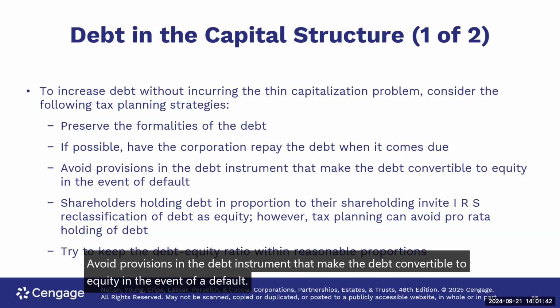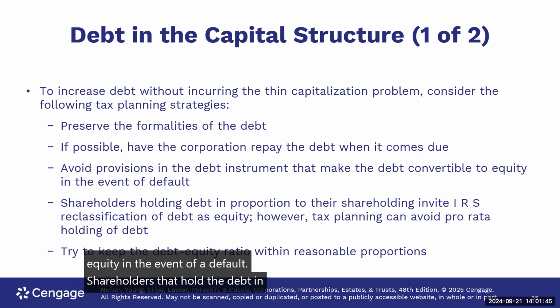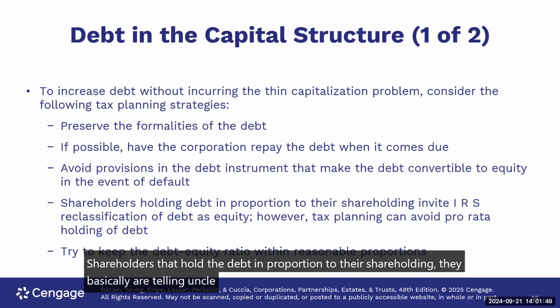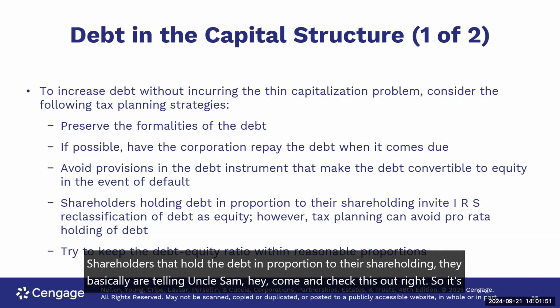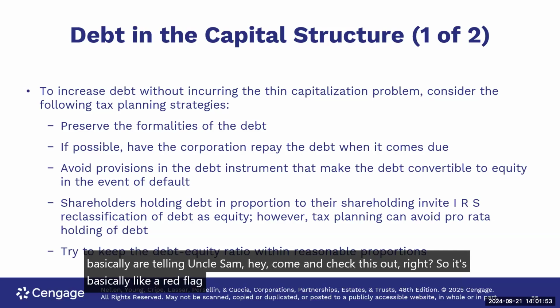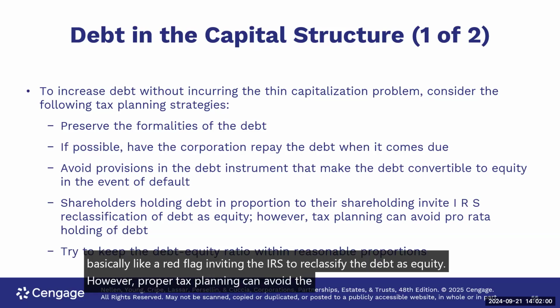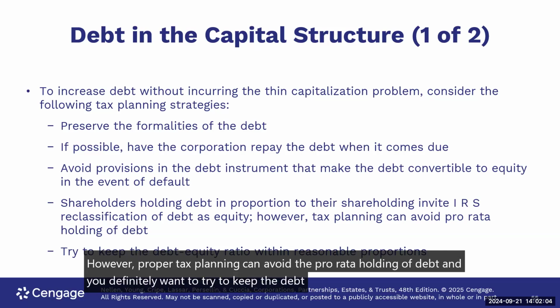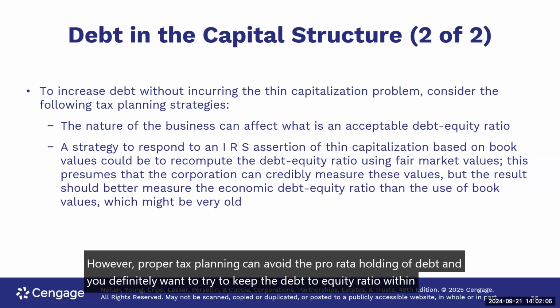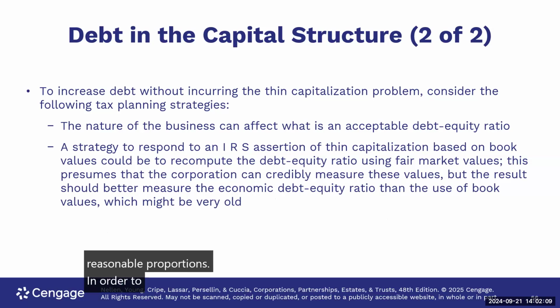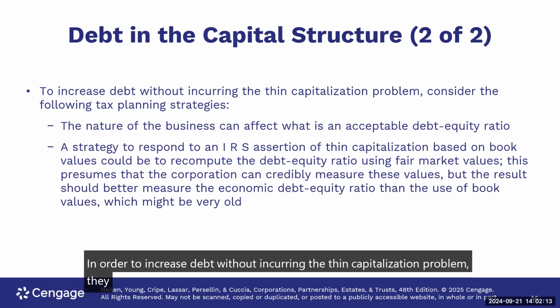Shareholders that hold the debt in proportion to their shareholding are basically telling Uncle Sam, hey, come and check this out, right? It's basically like a red flag inviting the IRS to reclassify the debt as equity. However, proper tax planning can avoid the pro rata holding of debt. And you definitely want to try to keep the debt to equity ratio within reasonable proportions. In order to increase debt without incurring the thin capitalization problem, they can consider the following tax planning strategies.